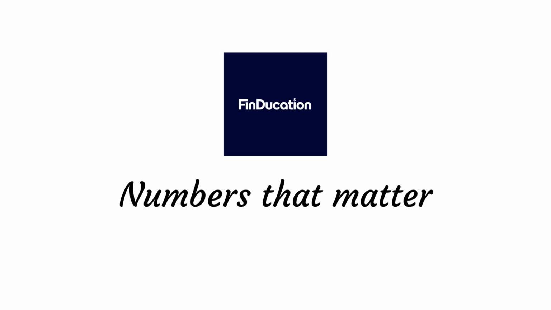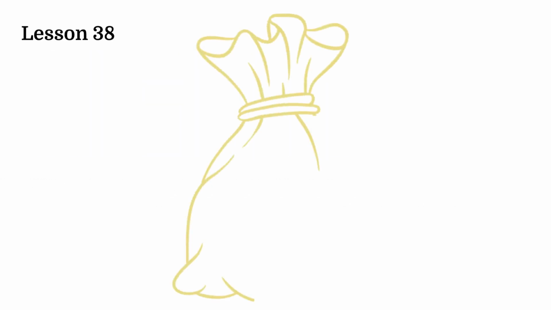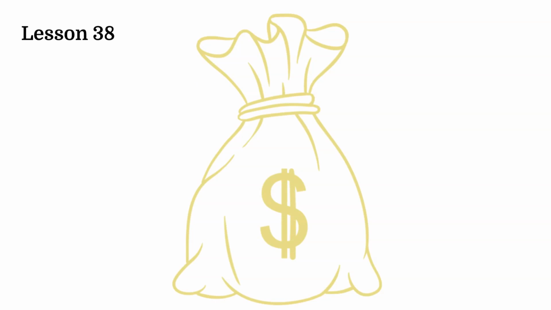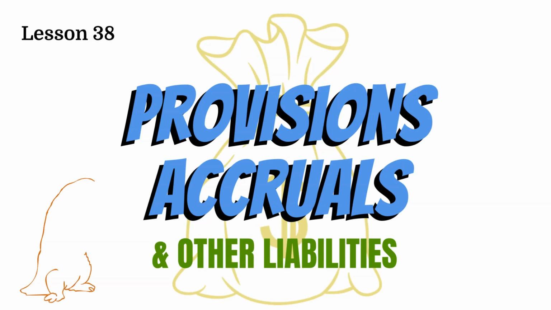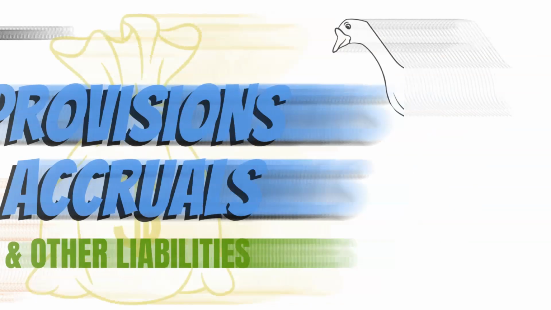Today we unpack three lines that often confuse beginners: provisions, accruals and other liabilities. You will learn what the terms mean, when to record them, simple journal entries, how they show up in cash flow and the most common mistakes to avoid. But first, a quick refresher.